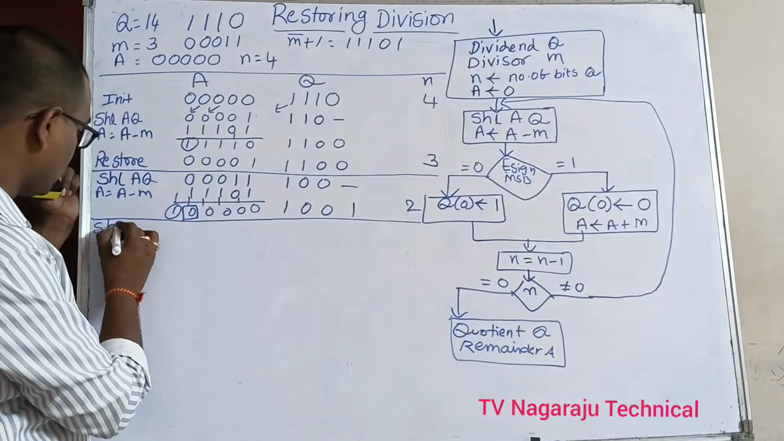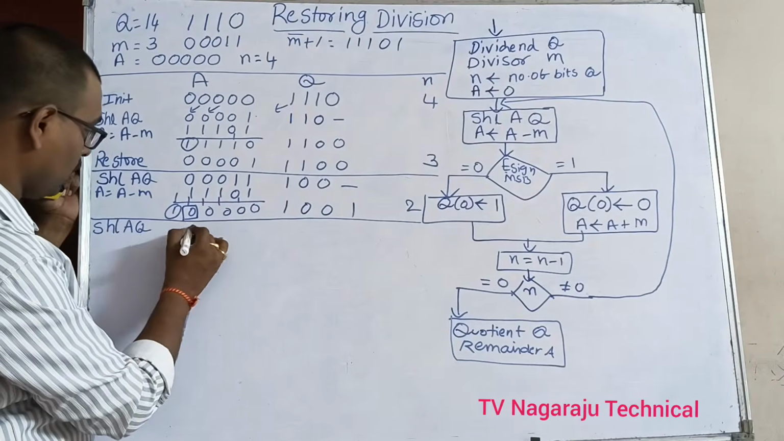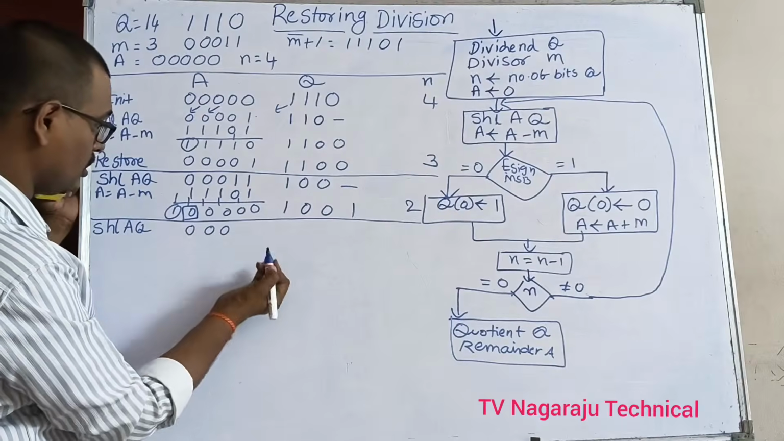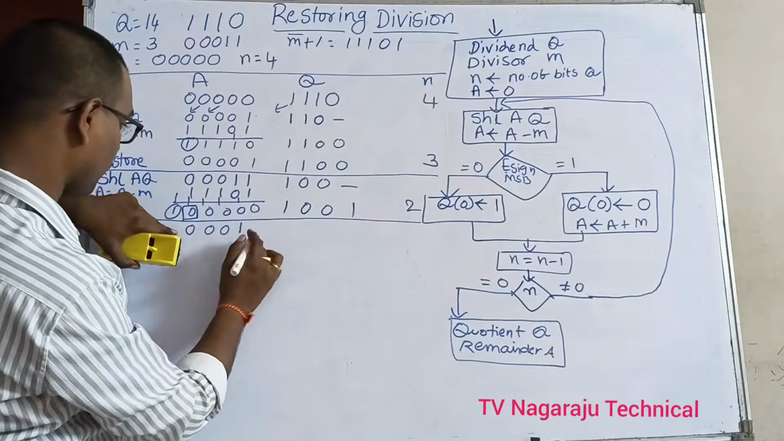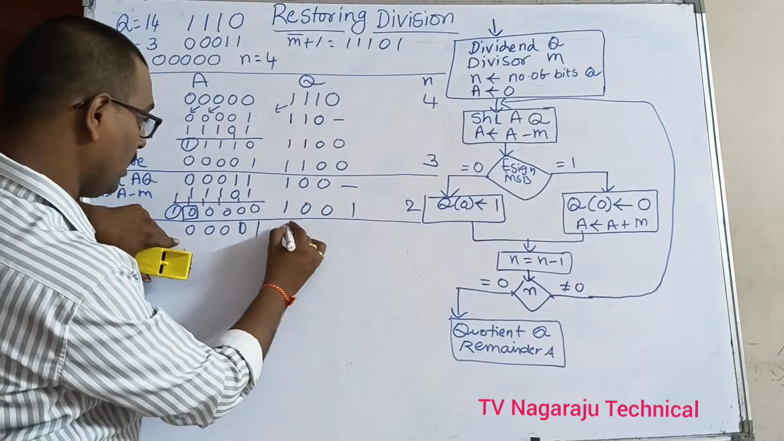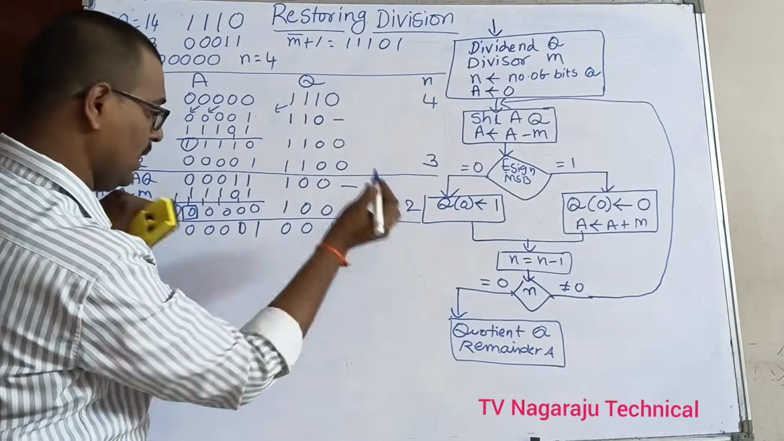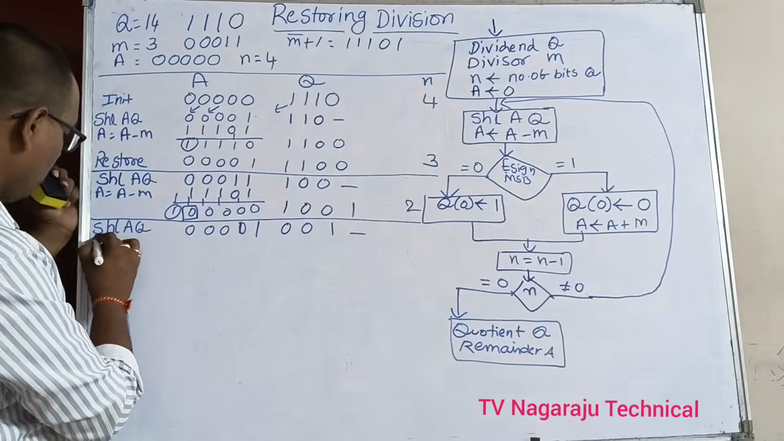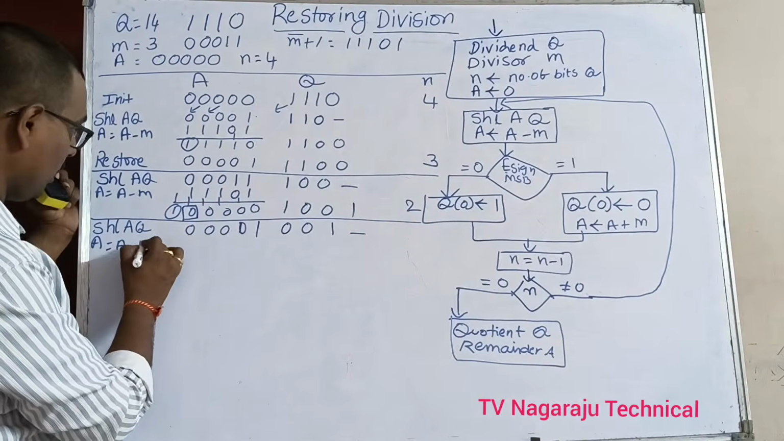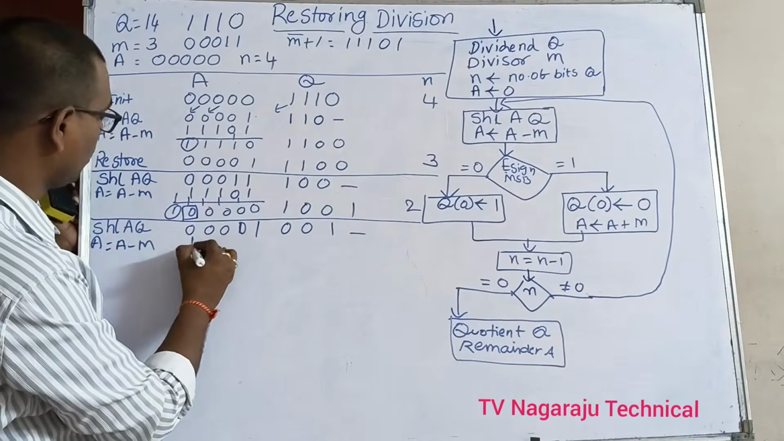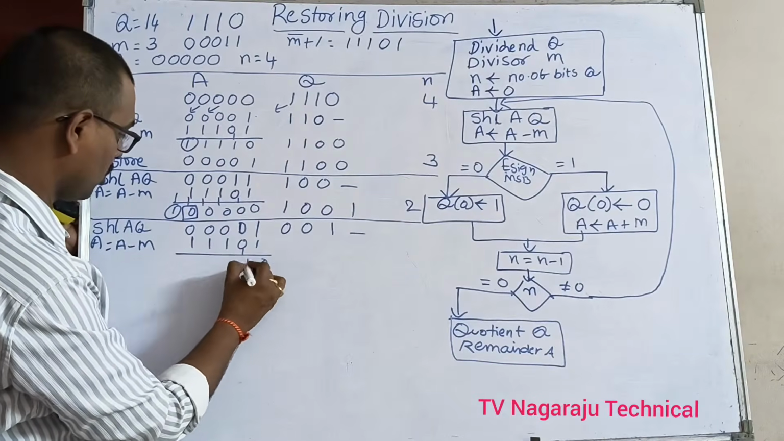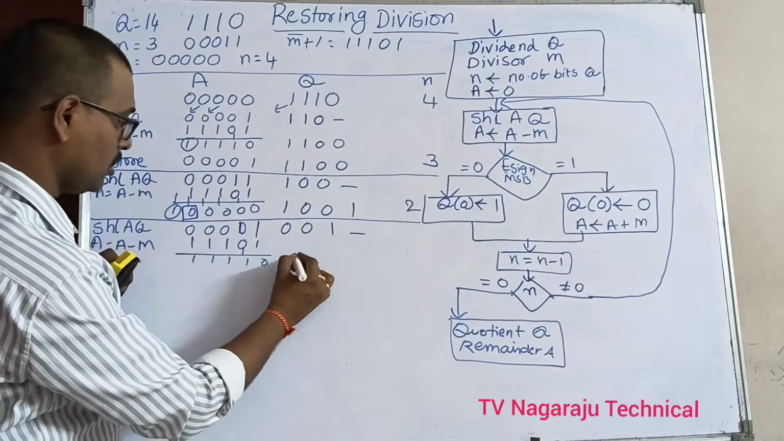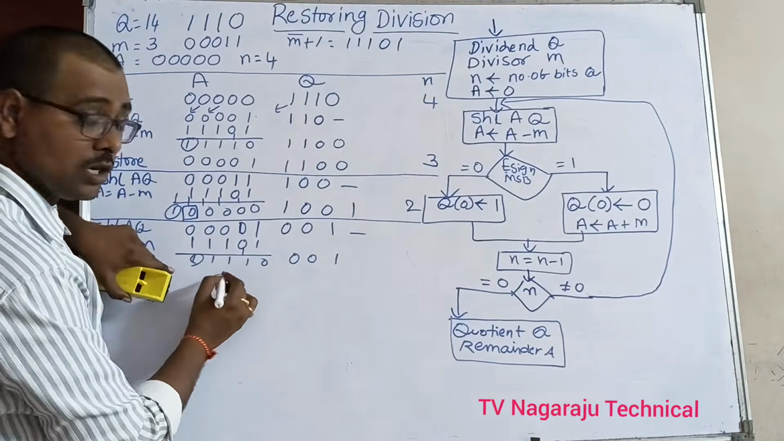Do the same procedure. Shift left of AQ: 0, 0, 0, 0, 0, 0 (5 zeros), 4, 1, 0, 0, 1, empty. Now A is equal to A minus M. A is equal to A minus M, 1101, 10111, 001. Here MSB is equal to 1.